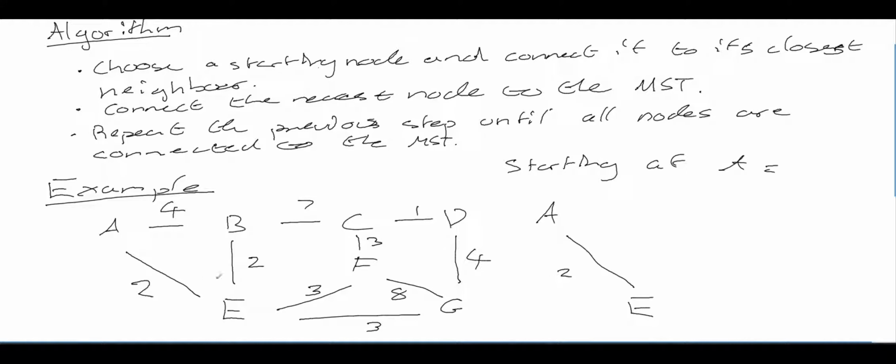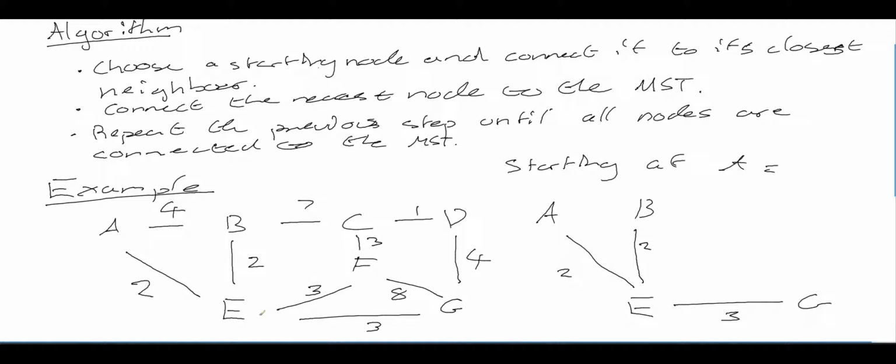Then I've got to connect the nearest node to the minimum spanning tree, and the nearest other node to our minimum spanning tree is B, because we can go E to B at a weight of 2. Then for the next nearest node, we've got a choice. We can choose either to go from E to F or E to G. I'm going to choose E to G.